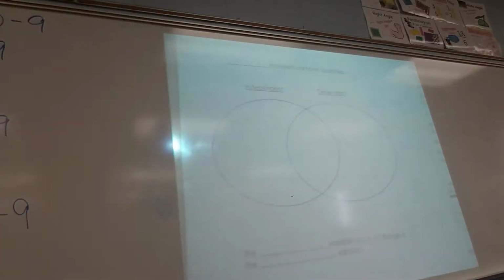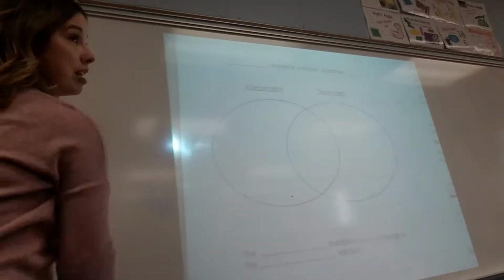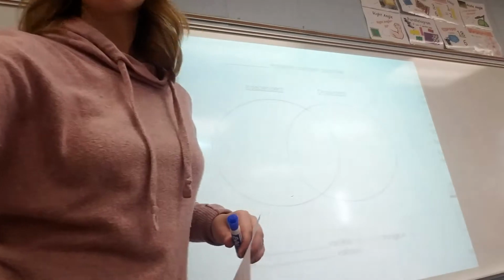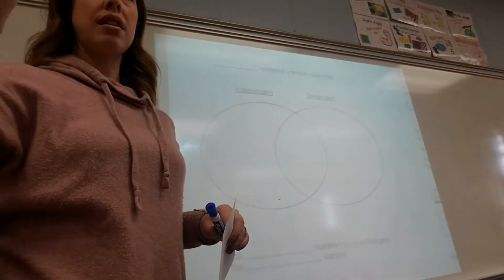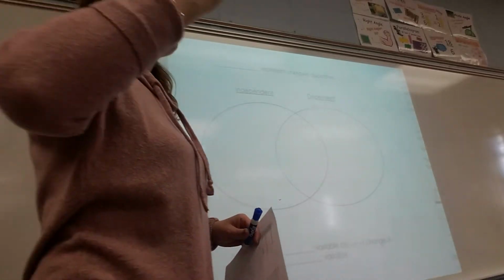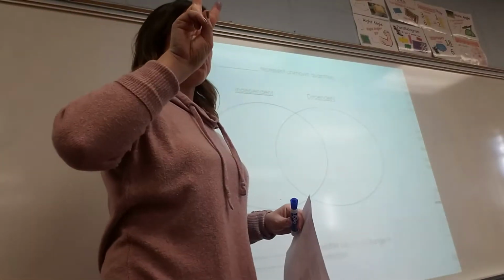So what we've started with is we've written equations, right? We've written equations that have one variable in them. And then we solved those equations. Now we're going to write equations that have two variables in them.